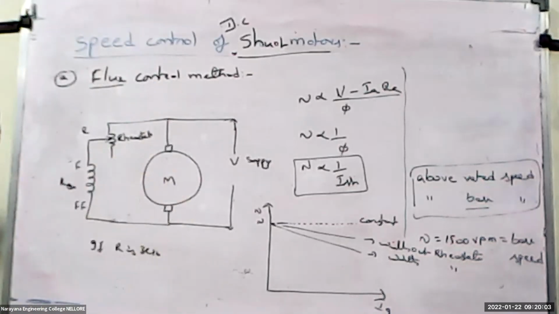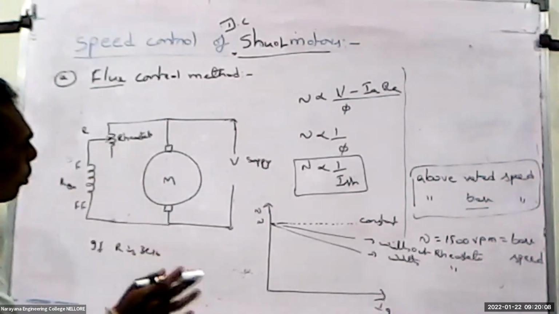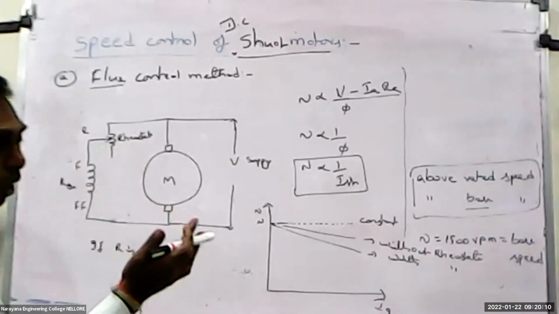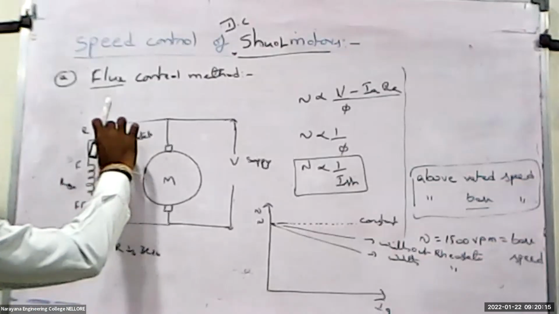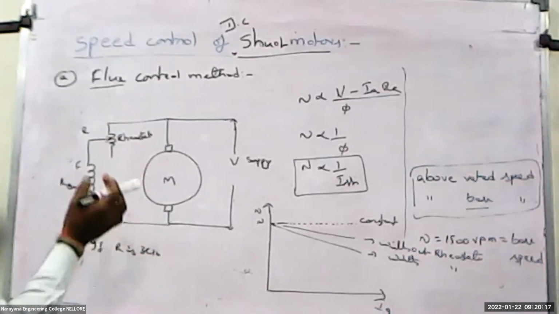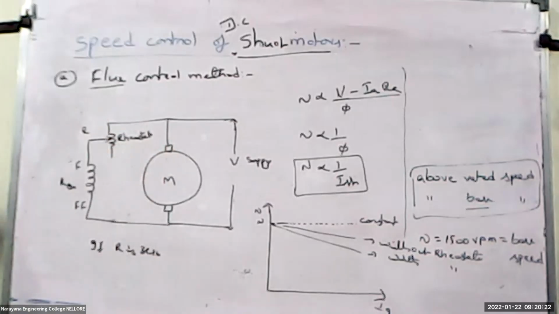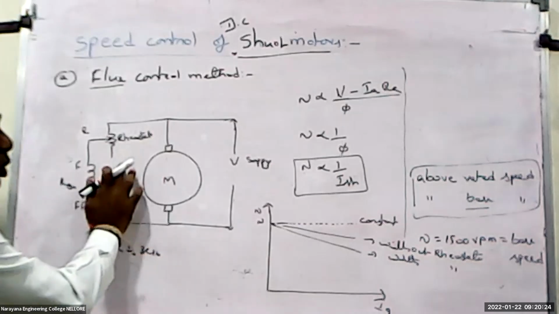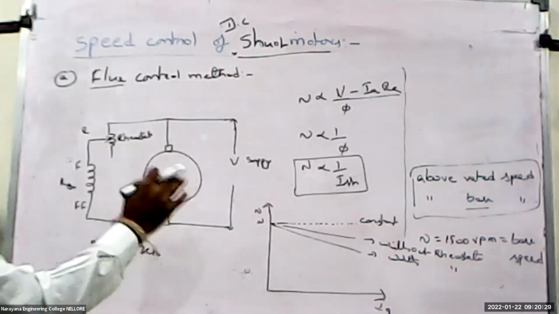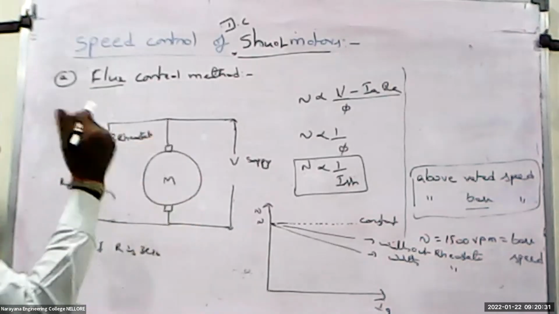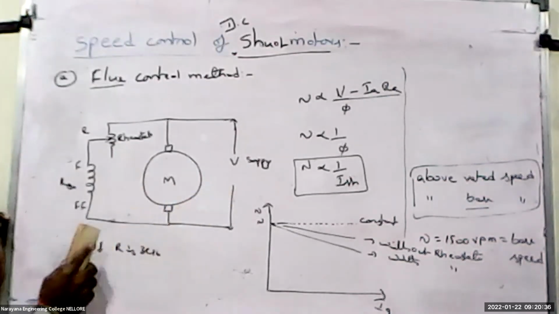And what is the advantage of this one? The current passing through the field winding is a very small value, that is 2.5 amperes. So if you are connecting the rheostat here, the losses are also very less. So this is a very convenient method to control speed of DC shunt motor as well as series motor. Okay, now we'll go for another one.